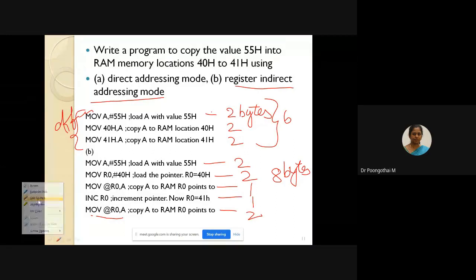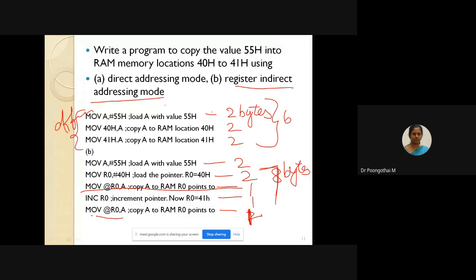Sometimes based on the frequency, it will differ. Okay. So this one takes 1. So this 1. So how much? 6, 4, 6, 7 bytes. Shall we move on to the next problem?